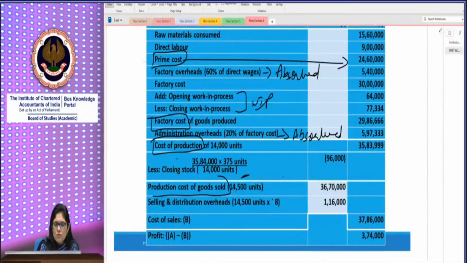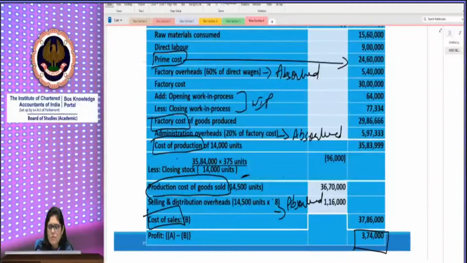Production cost of goods sold. Cost of sales and profit. So we have got the profit here. Selling and distribution, we have another landmark here. Again, it is absorbed at 8 per unit sold. All the three overheads are always absorbed.